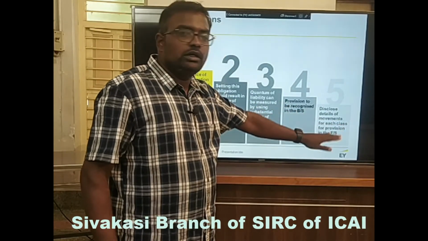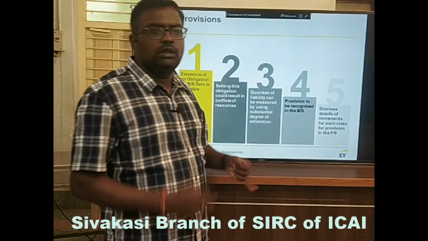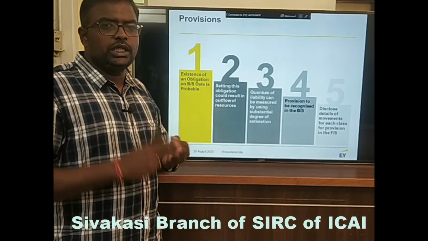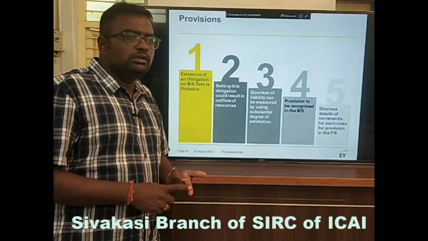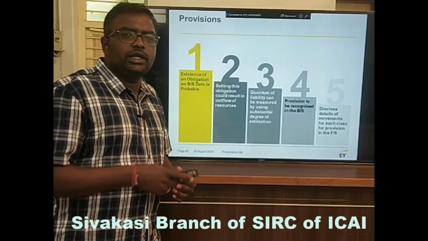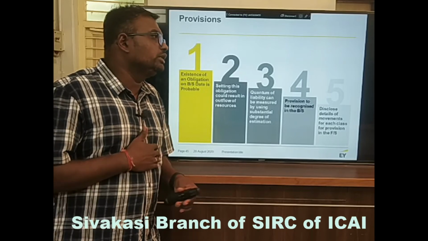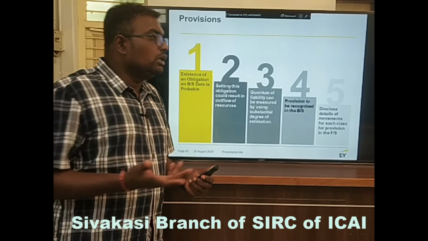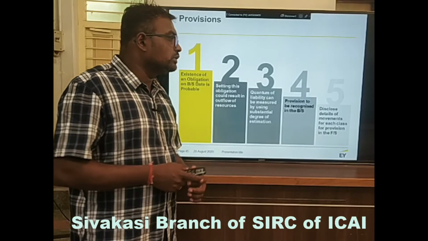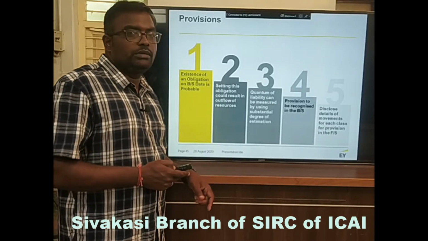Details of movement of each class of provision. Example: warranty, gratuity, bonus, everything is a provision, and litigation. So what is the opening provision, what is the provision created during the year, and what is the provision reversed during the year because you have closed some of the cases. All those things have to be disclosed.